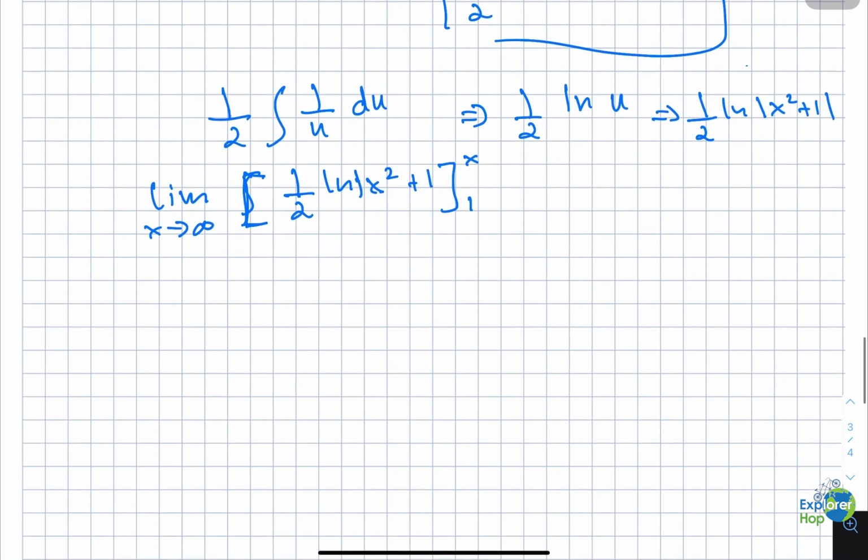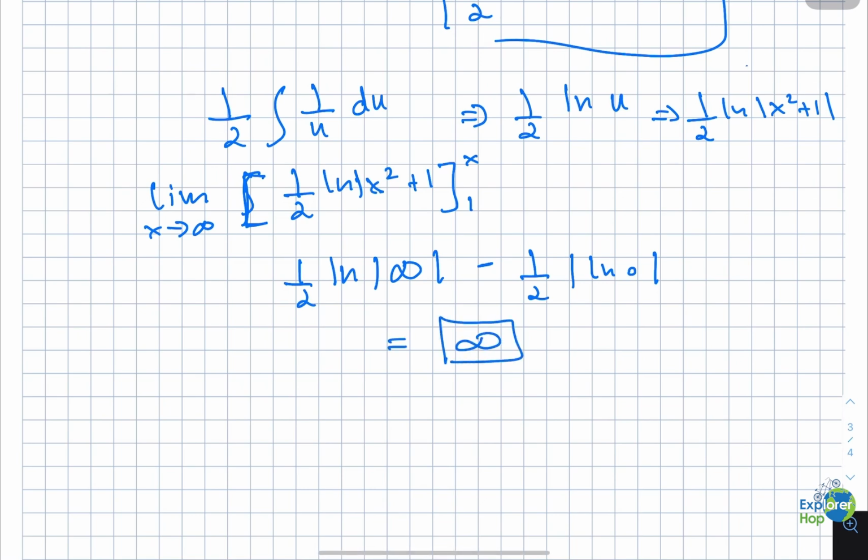We can plug in the value of infinity, and we get half ln of infinity, which is equal to infinity. So that means this is diverging.